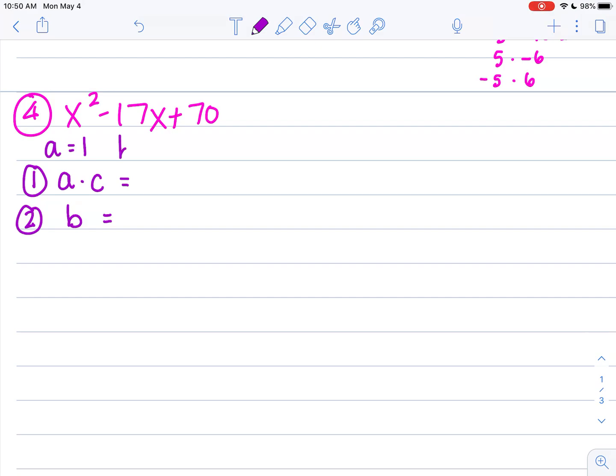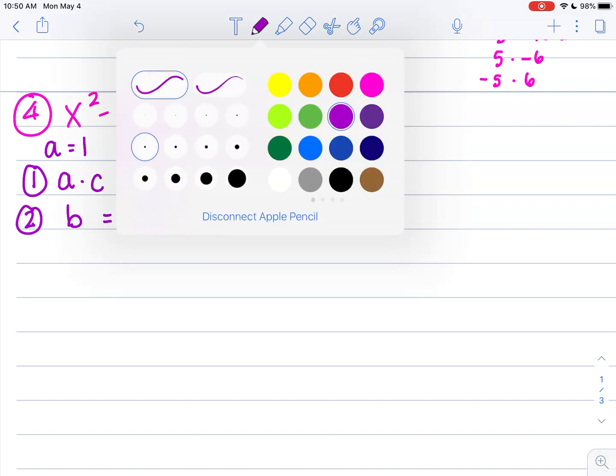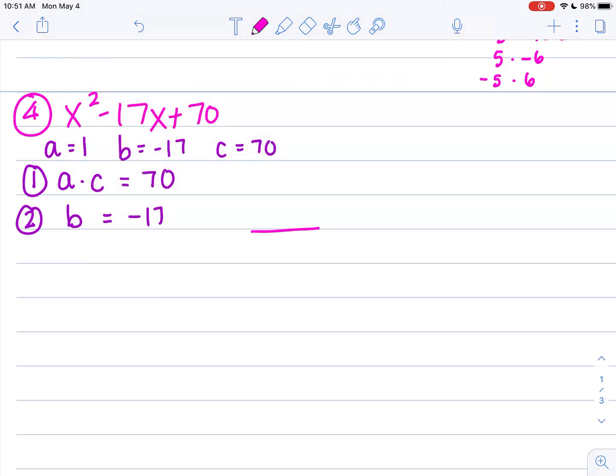A is 1. B is negative 17. And C is 70. Right, so A times C is 1 times 70, which is 70. And B is negative 17. All right, so now we're going to do our formula. We have one number times another number should give us A times C, which is 70. And then that same number above plus that same number above is going to give us negative 17.